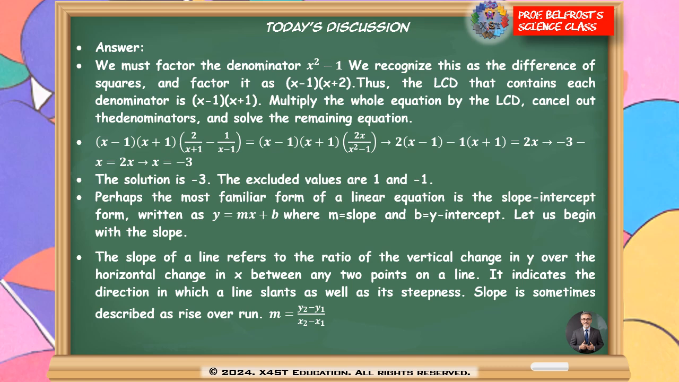Perhaps the most familiar form of a linear equation is the slope-intercept form, which is written as y equals mx plus b, where m is the slope, or the gradient, and b is the y-intercept. Let's begin with the concept of slope. The slope of a line refers to the ratio of the vertical change in y over the horizontal change in x between any 2 points on a line, and it indicates the direction in which a line slants as well as its steepness. So slope is described as m equals y2 minus y1 divided by x2 minus x1.